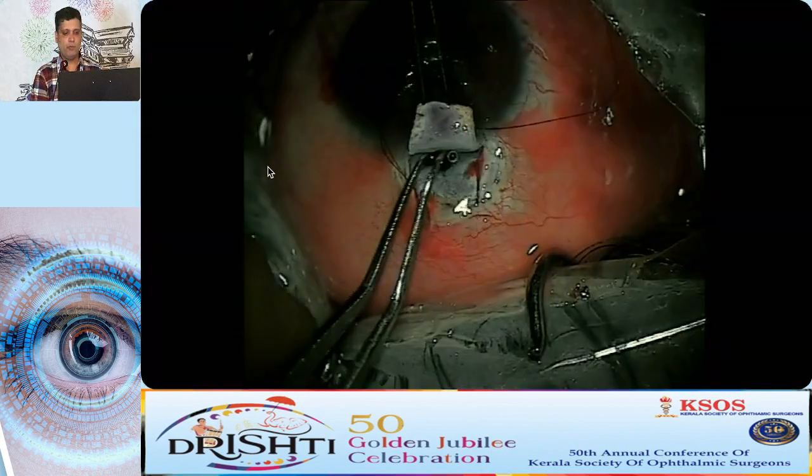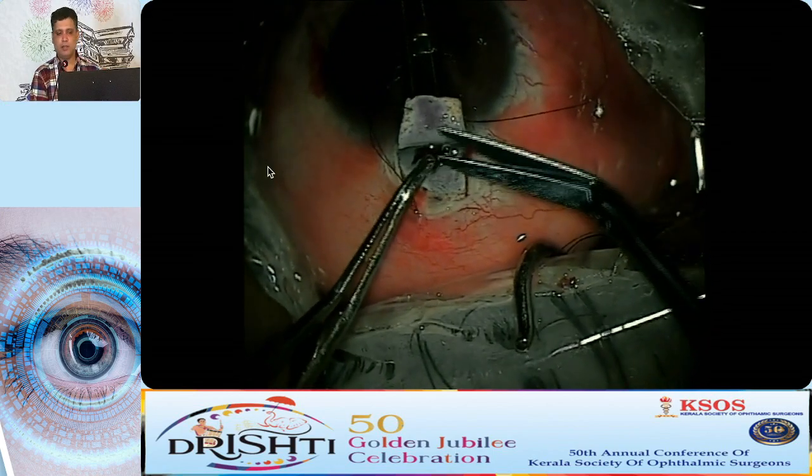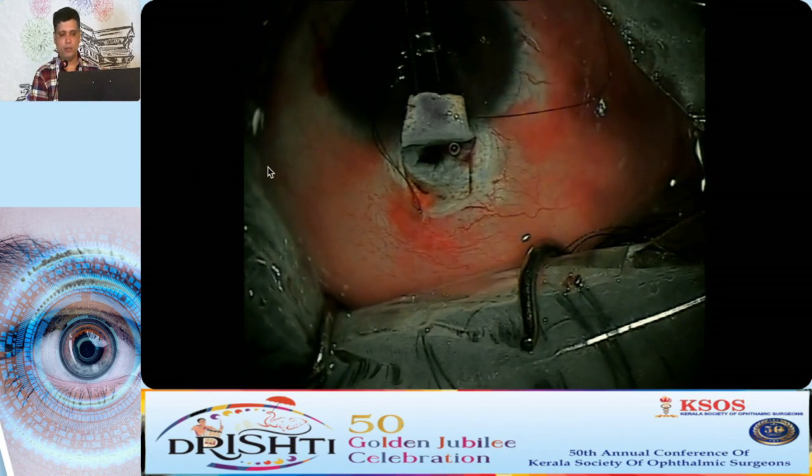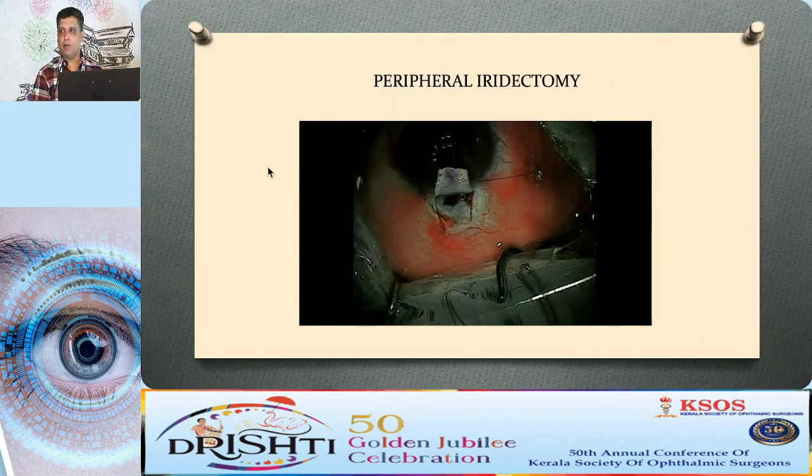And subsequently, you perform a peripheral iridectomy. By the time you make a scleral block, there will be slight prolapse of the iris sometimes into the wound, and with an angled Vannas, you create a broad-based peripheral iridectomy. You don't want a very small iridectomy because the iris can block the ostium in the post-operative phase in very small iridectomies.